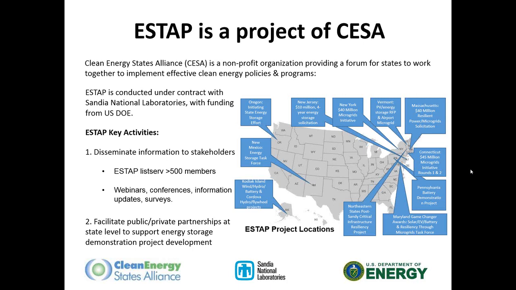ESTAP primarily does two things. One is to bring information on energy storage to our stakeholders. This says we have over 500 members on our listserv. Actually, we need to update this slide. We have over 1,000 at this point. Also, in addition to webinars and information updates, we work to facilitate public-private partnerships at the state level to support energy storage demonstration project development. So what that means is we try to bring states to the table to partner with DOE on getting energy storage projects deployed. Next slide, please.